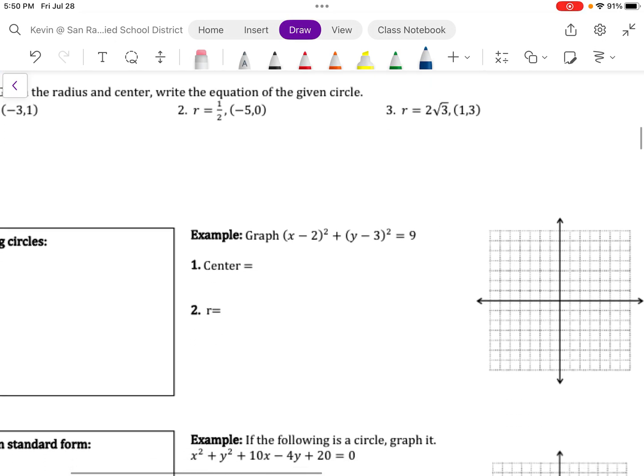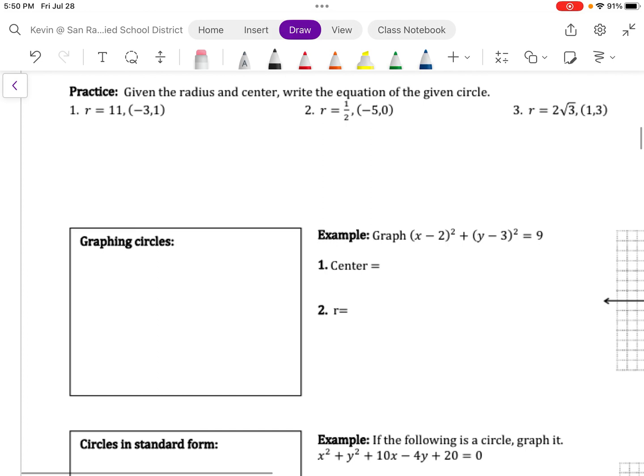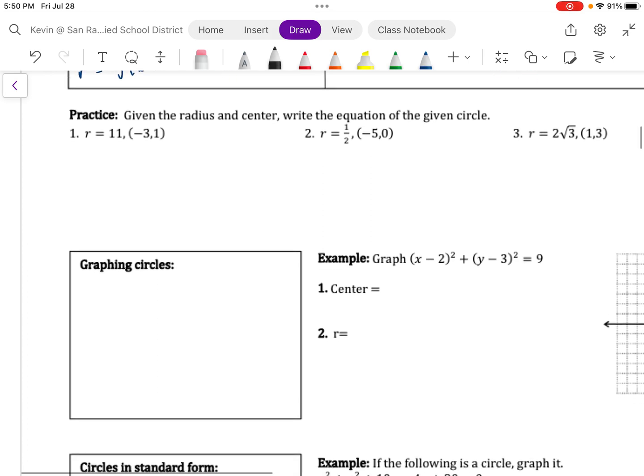Okay, moving on. Let's practice a little bit. We're given the radius and we're given this point. So this is going to be x minus h squared plus y minus k squared equals r squared. So here's our h, right?